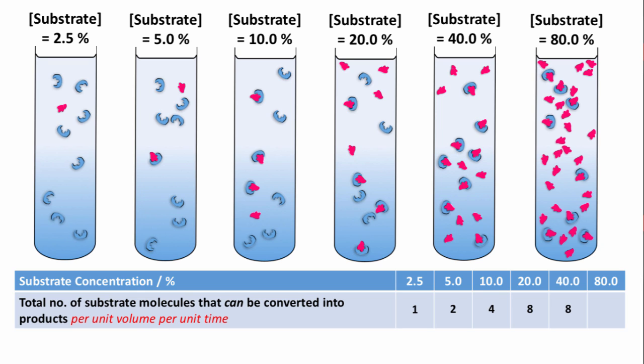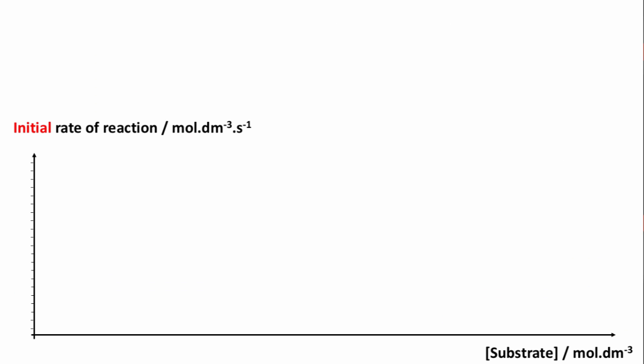Now, when it comes to 40% substrate concentration, here comes the catch, because there are just 8 available active sites at any one time. Even having more substrate molecules in solution will not increase the number of substrate molecules that can convert into products per unit volume per unit time, since all the enzyme active sites are occupied. The same logic goes for 80%, and then you would only have 8 substrate molecules converting into products. So this brings us nicely to the last part of our lesson.